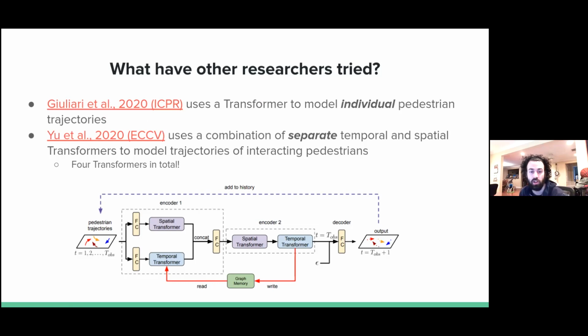This other paper, You et al., uses a combination of separate temporal and spatial transformers to model trajectories of interacting pedestrians. This is the architecture here, but basically they use 4 different transformers to process the inputs separately, spatially and temporally, combine them, and then pass that through another transformer that does spatial processing, and then another one that does temporal. In our case, we're just using a single transformer to process all of the inputs simultaneously. And so we don't have to worry about these multiple components that can be kind of cumbersome to work with.